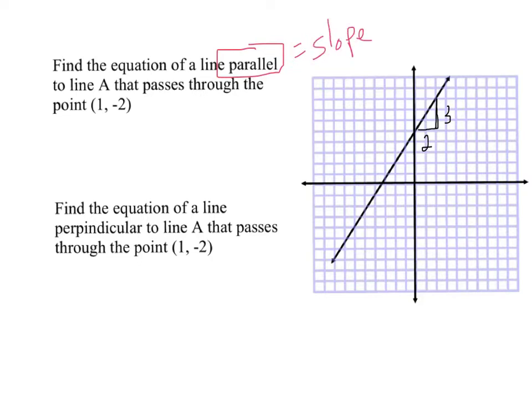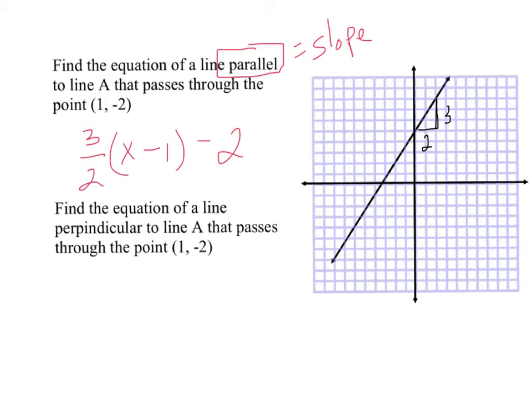So I know the slope is 3/2, and I'm going to use my point slope form, x minus the x coordinate plus the y coordinate. Now of course normally we wouldn't have plus and negative 2. We'd get rid of this and just make it a minus 2.